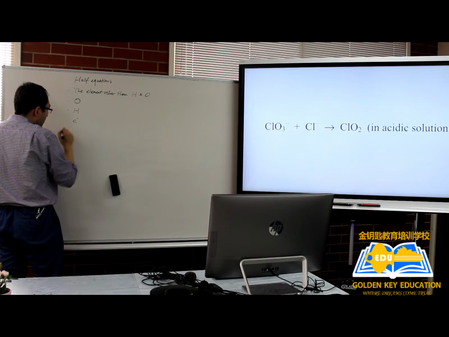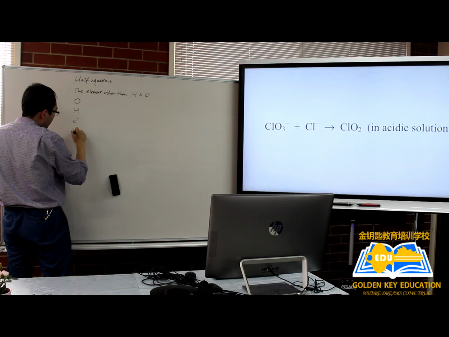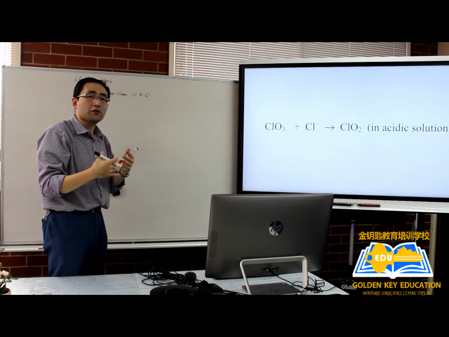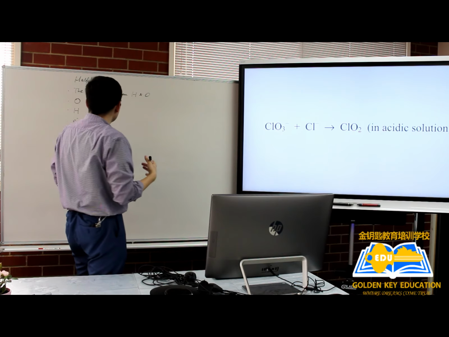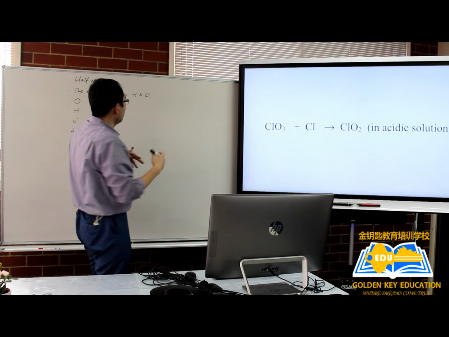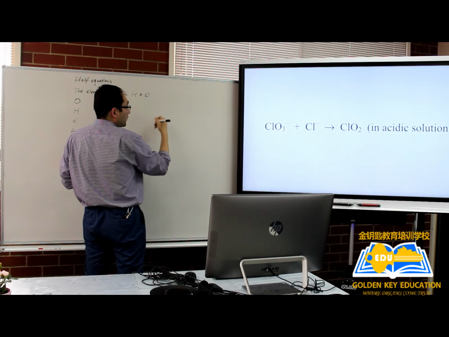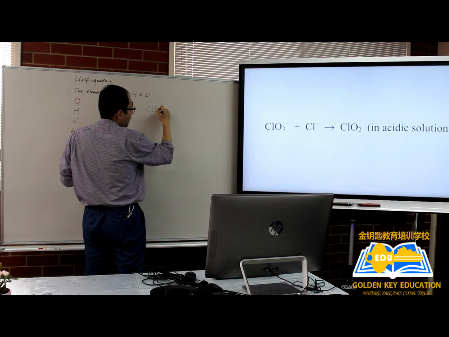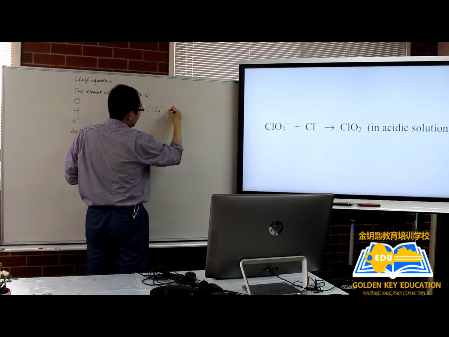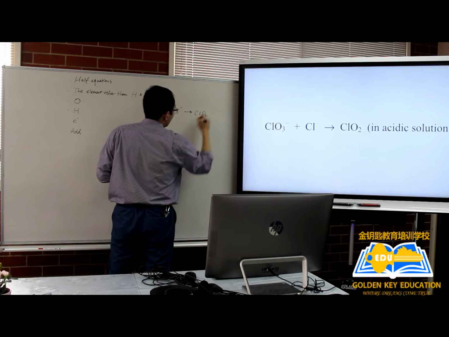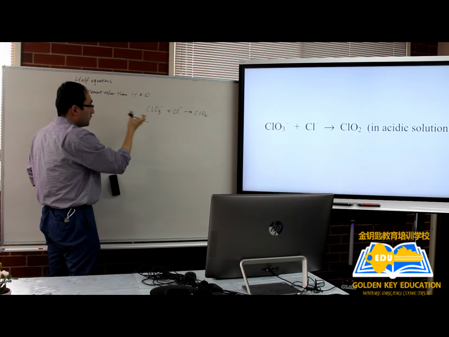Alright? And finally, we're going to add the two already balanced half equations together, and we're going to do some simplification. Alright? So to illustrate these steps, I'm going to write this equation on this side of the board to show how each step is completed. So we have chlorine, O3, and then we have chlorine ion, and then we have ClO2 over here. Right? So we have these things.